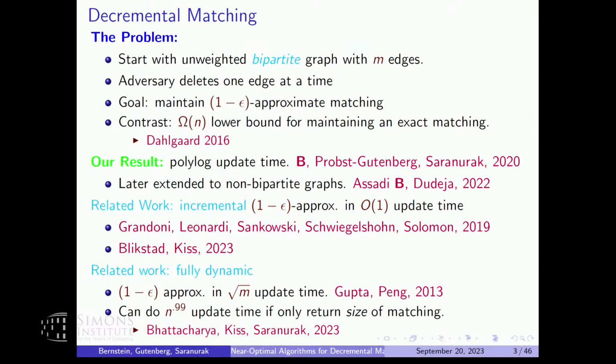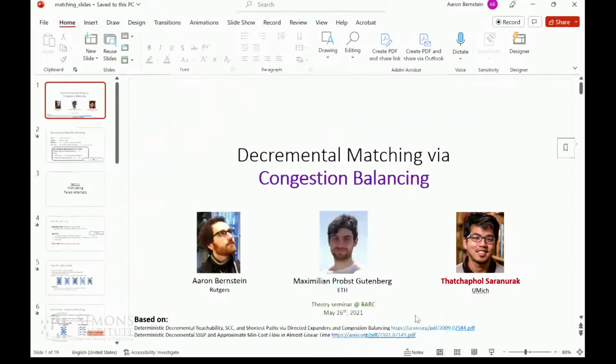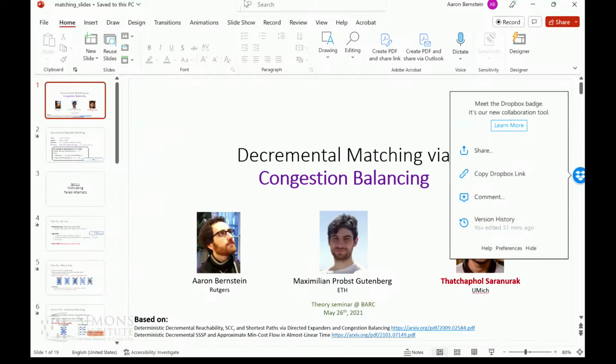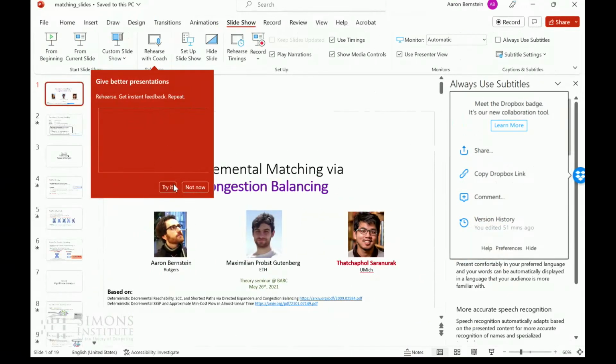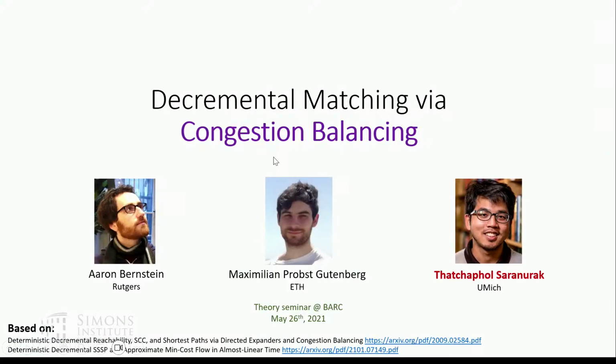Okay, yes, so for this part, as I said, this is two talks, and it's literally two talks. I'm going to switch it here. You will note that Thatchaphol is orange and not me, and that's because I kept that to highlight that these slides are mostly his. Some minor changes, but these slides are mostly due to him from a previous talk.